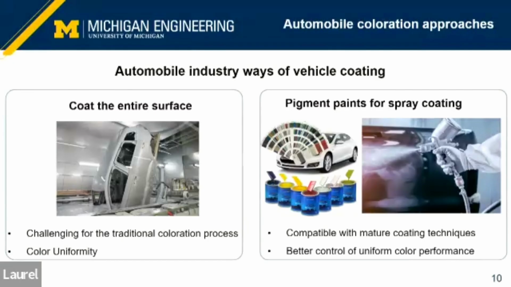Another possible way is that conventionally we just use pigment paints for spray coating, which we learned a lot about today. So we are thinking about whether we are able to develop a pigment based on our coating technique. It will not only be more compatible with these mature coating techniques, but also, because it is broken down into smaller pieces, it will provide better control of the uniform colors.